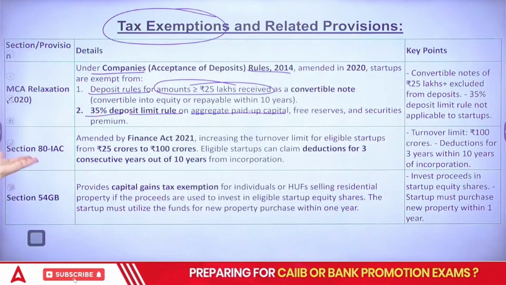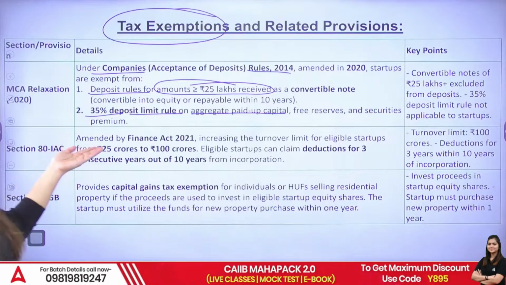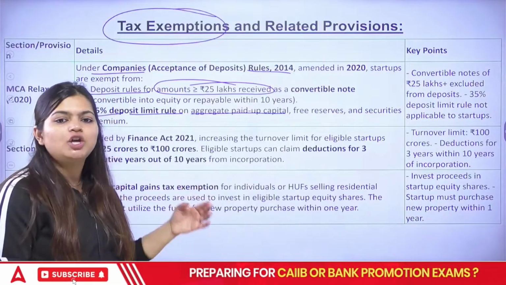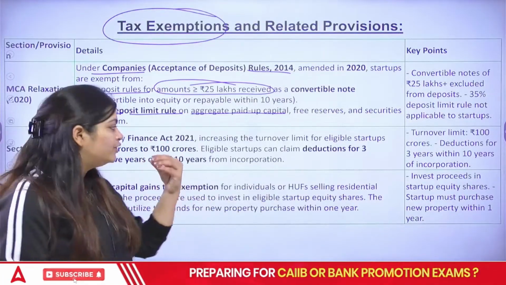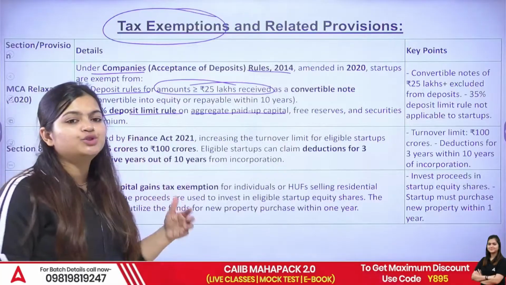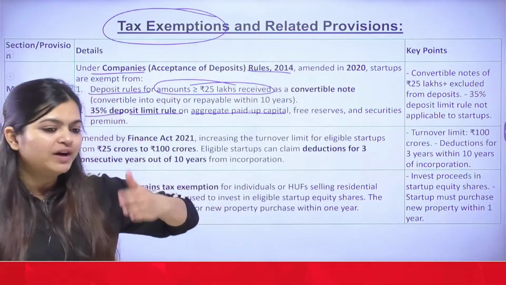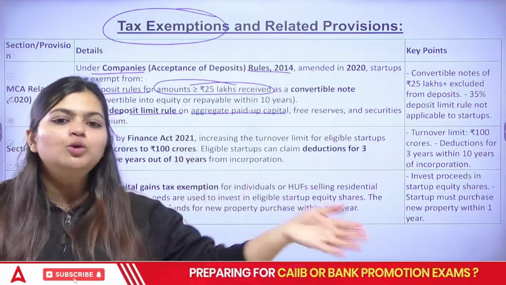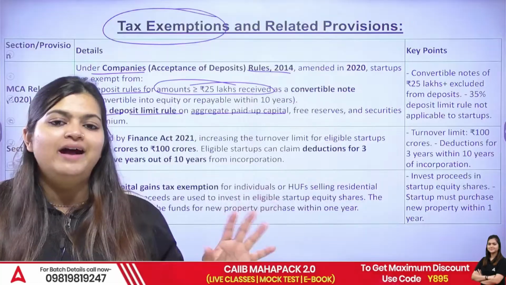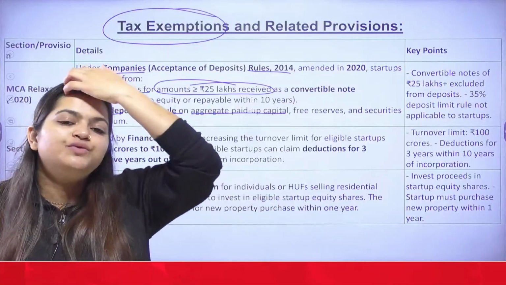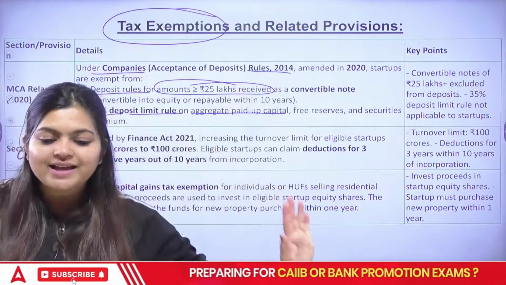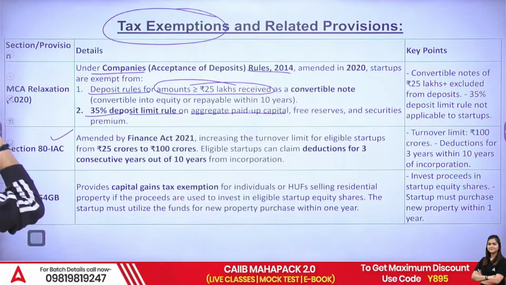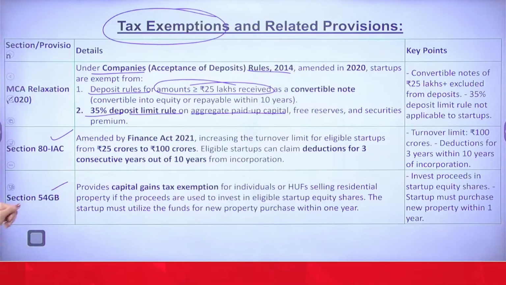Now next is Section 80 IAC. This was amended by the Finance Act 2021, where the turnover limit was increased from 25 crores to 100 crores. During your first 10 years, in any financial year, if you are earning up to 100 crores, you can call your company a startup company. This is for the initial time period, up to 10 years from the date of incorporation. That is Section 80 IAC. The GB we have just covered.